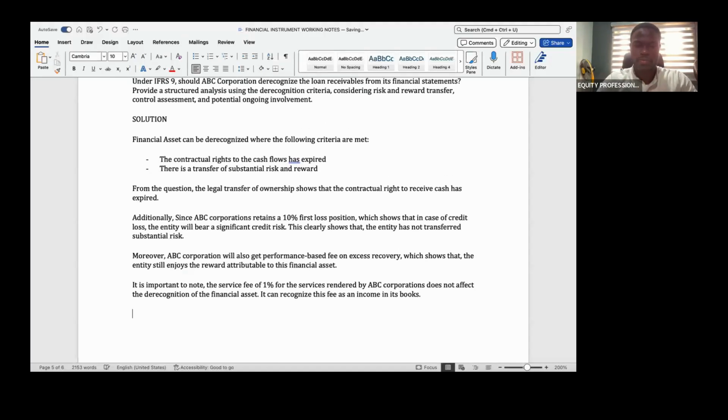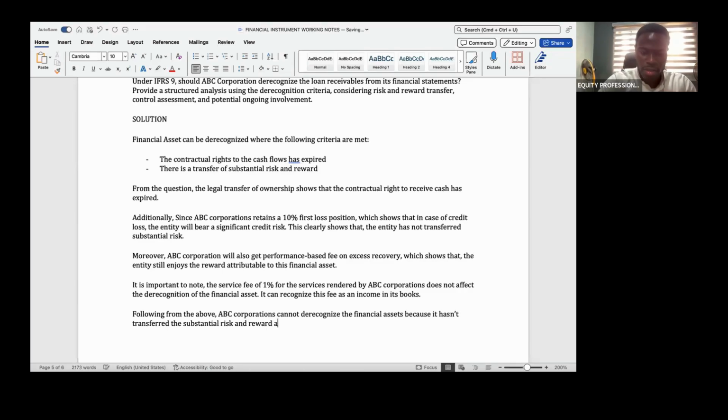Okay, so following from the above, ABC Corporation cannot derecognize the financial asset because it hasn't transferred the substantial risk and reward attributable to ownership of the financial assets.